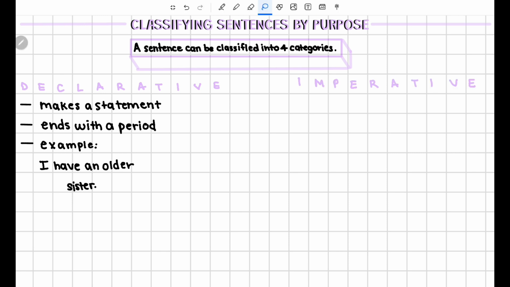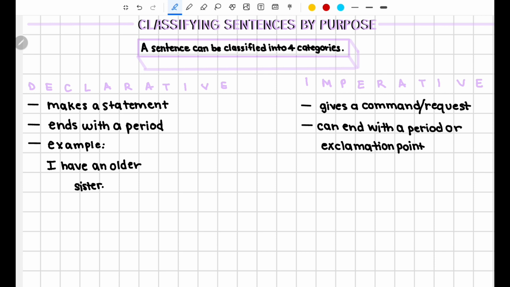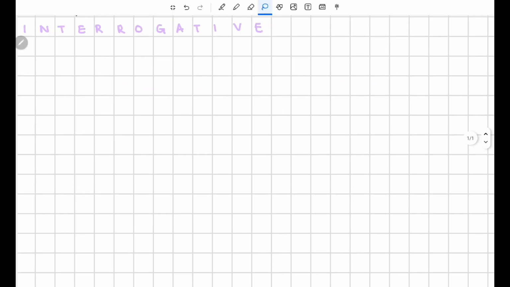Let's move on to the imperative sentence. Imperative sentences give a command or a request. They can end with both a period or an exclamation point, but most imperative sentences usually end with a period unless it's a very strong command or request. Now let's look at our example. For example, give it back! This is a command. It's a strong command, especially since I used the exclamation point. It's an imperative sentence because it is giving somebody a command.